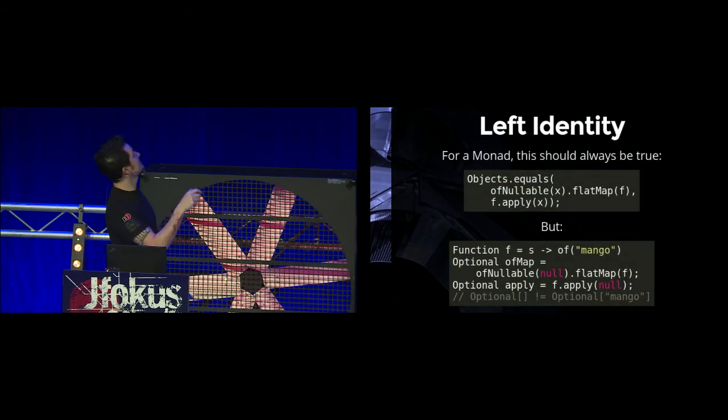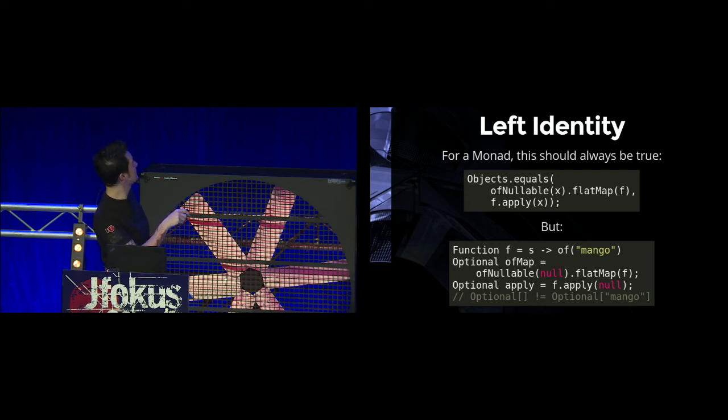So ignore this jibber-jabber. For a monad, this should always be true. I call optional of nullable, and then I get something, and then I flat map that with a function. That must always be the same as if I use the function and then apply x to it. The function takes an element and returns an optional. So this thing returns an optional. And this function takes an element and returns an optional. You can see an example of this here.